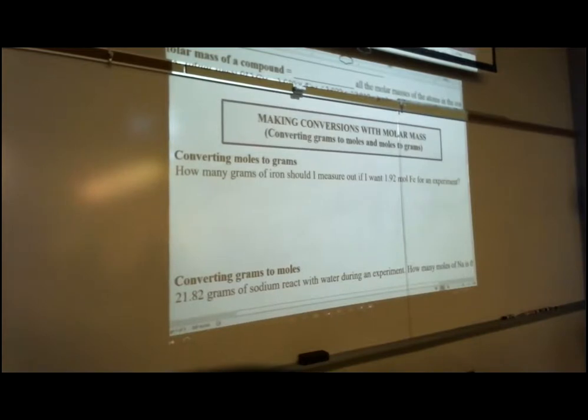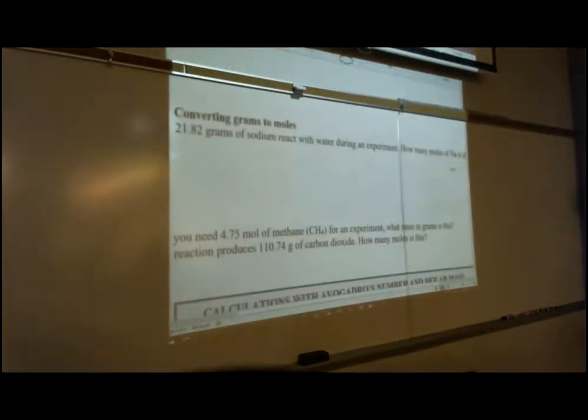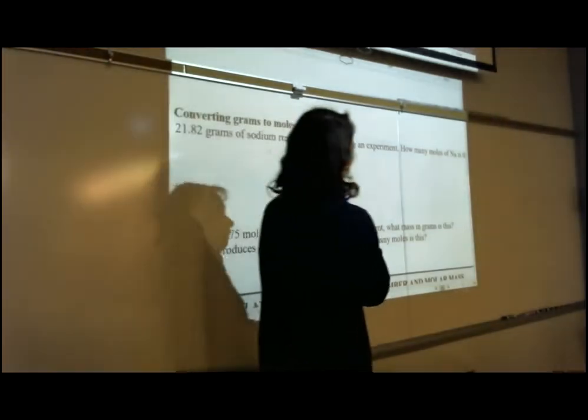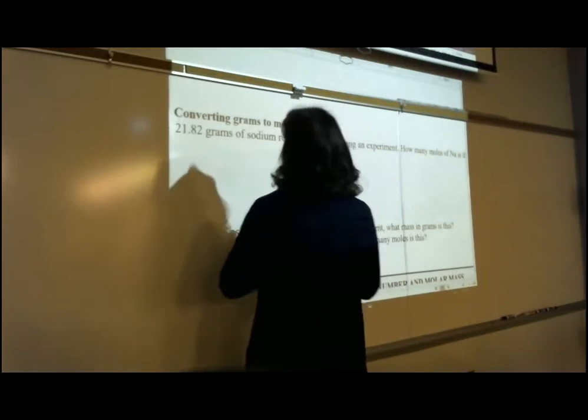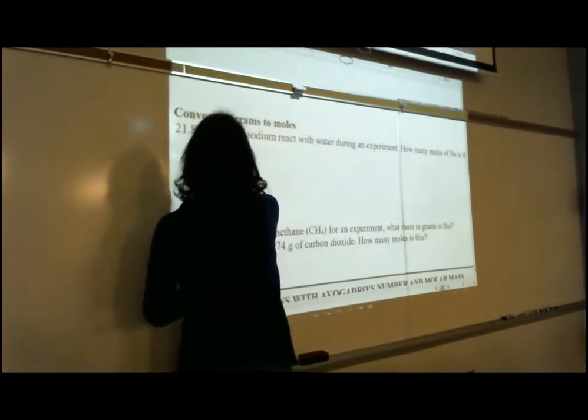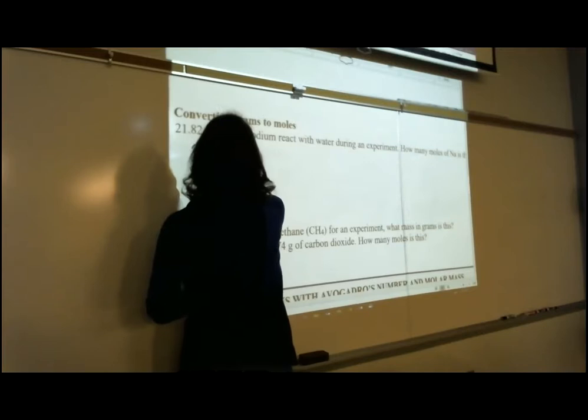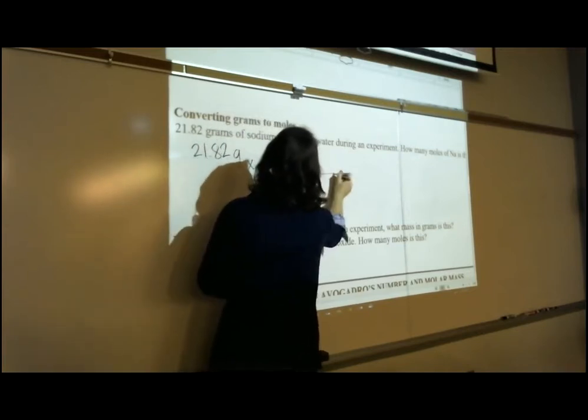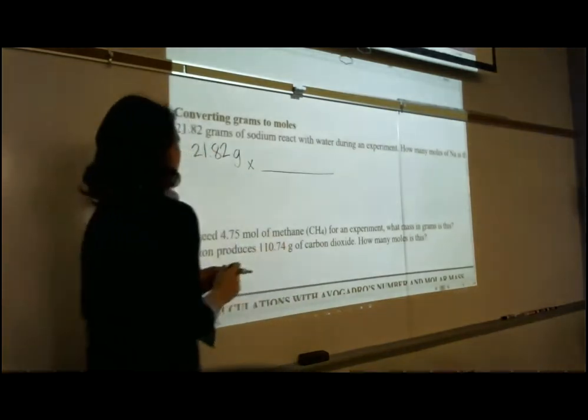Converting grams to moles. 21.82 grams of sodium reacted with water during an experiment. How many moles of sodium is this? All right, so we're starting with grams this time. 21.82 grams. And now we need to set up a conversion factor.